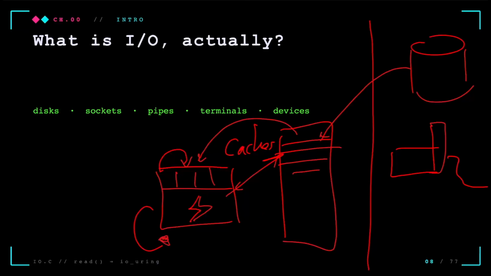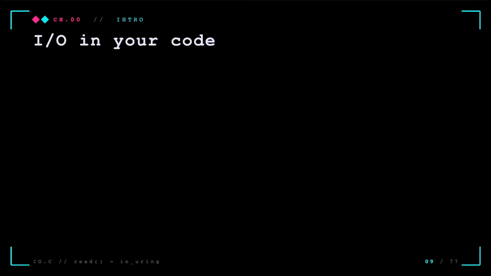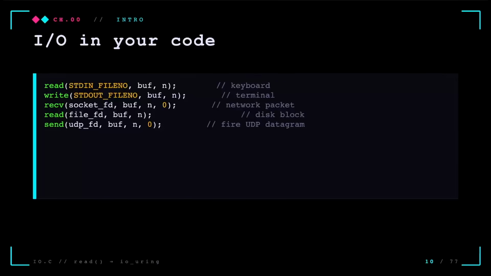So that is input output: anything that is external to your CPU and memory. So, input output in your code. You've probably written some of these lines. If you didn't, I'm going to explain them. You have read, write, receive, send. These are all primitives to communicate.